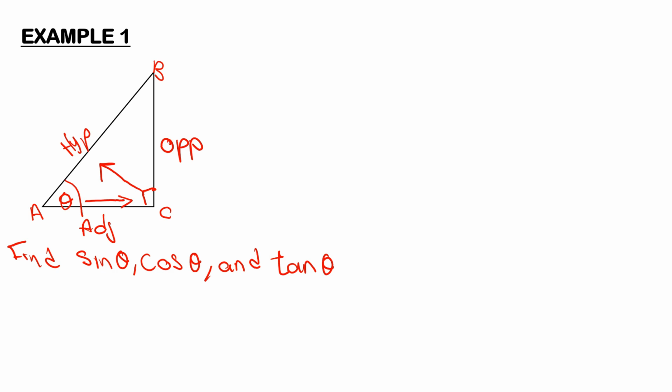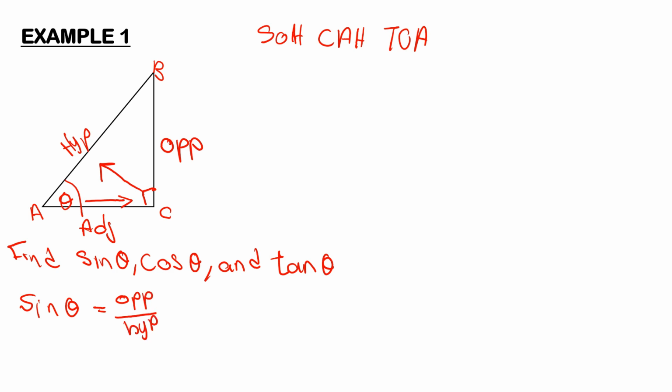So we know the definition of sine using SOHCAHTOA. So we're going to write it up there. SOHCAHTOA. So we know the definition of sine. Our definition of sine is opposite over hypotenuse. So every time we see sine theta, it will be opposite over hypotenuse.